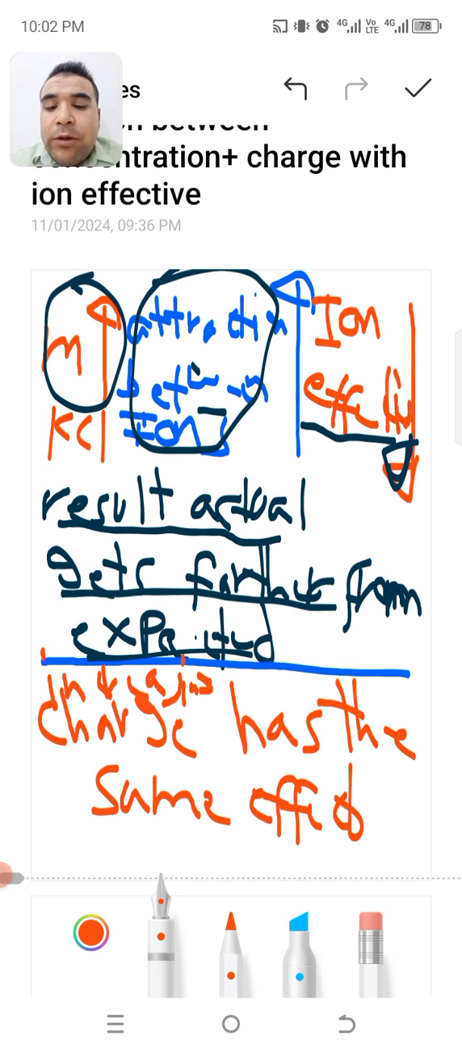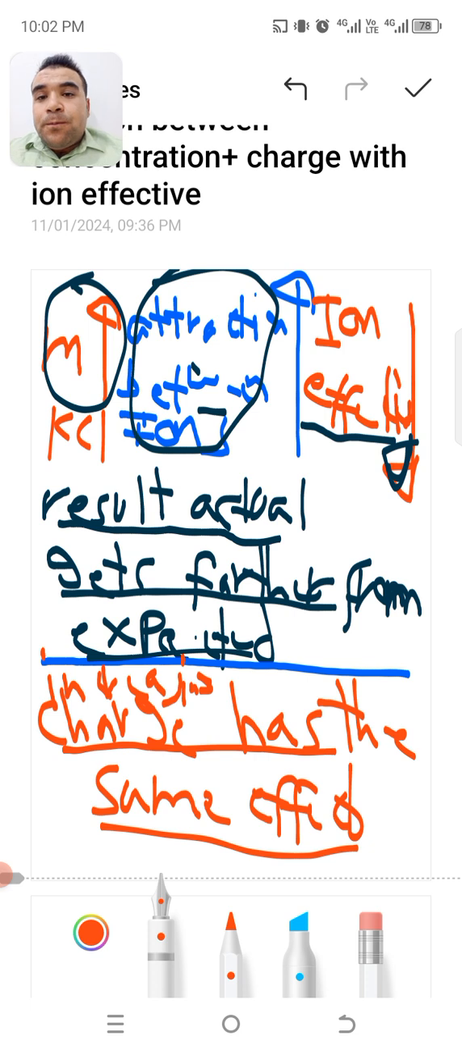Let us talk about the charges. There will be times when the concentration of two solutions is equal and the ion factor as well is equal. How does the charge decide the highest and lowest actual? Guys, charge simply has the same effect as the concentration.